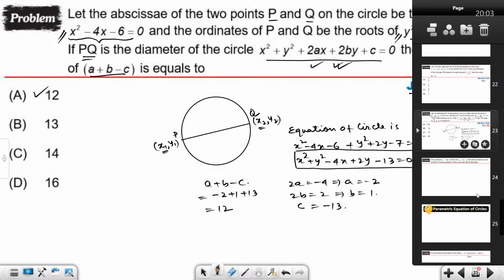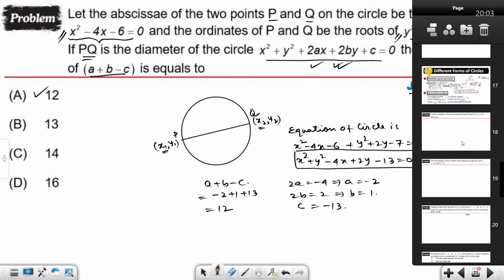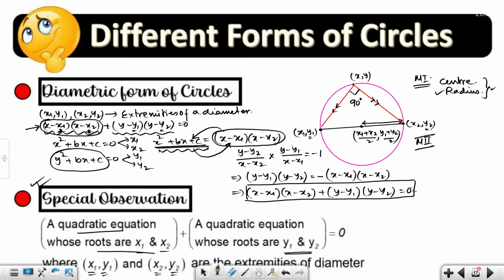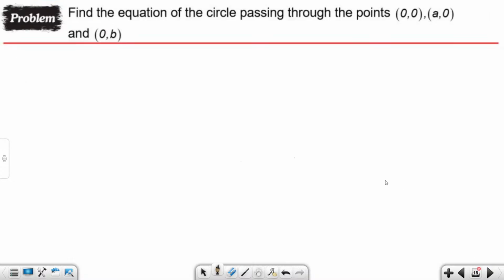Chalo. So now we have understood the fact that when it is given in this diametric form, and if the quadratic equation is given to us, we are not going to solve for x1 and x2, neither for y1 and y2. We will simply write down those equations to get the equation of the circle whose extremities of the diameter are known to us, right? Okay, let us take this question. Find the equation of the circle passing through the points.